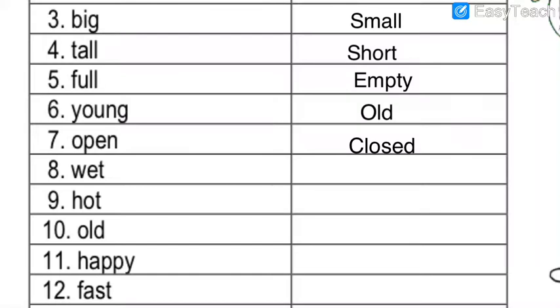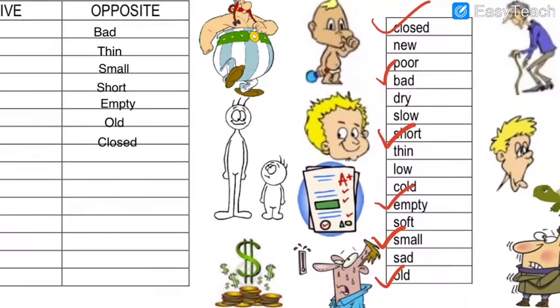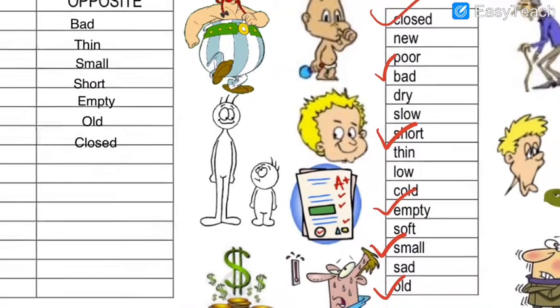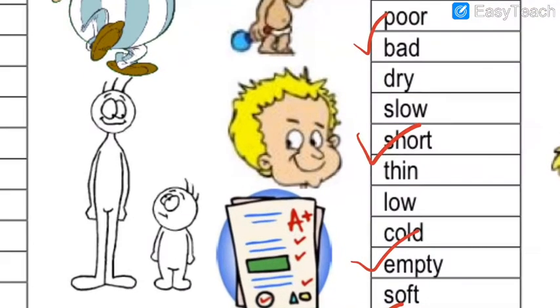Next is wet. No, it's not V-E-T, it's W-E-T. When there is water on something, you say that thing is wet. So what is the opposite of wet? Find it out. Options are right here. Your time starts now. 5, 4, 3, 2, 1, 0. So what is the opposite word of the word wet?